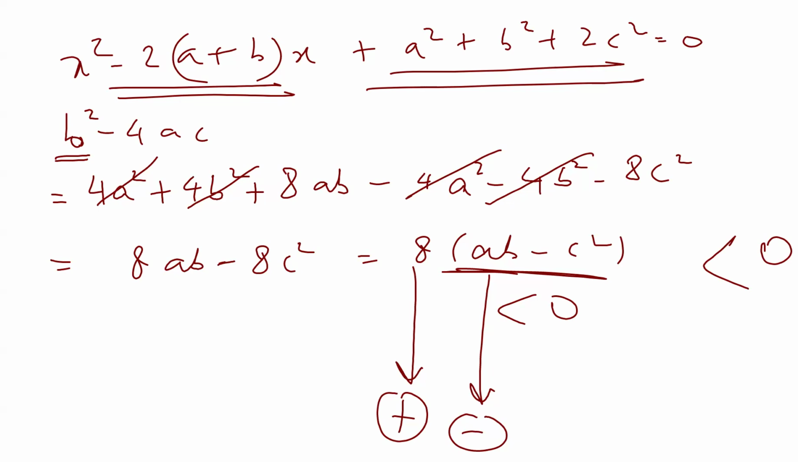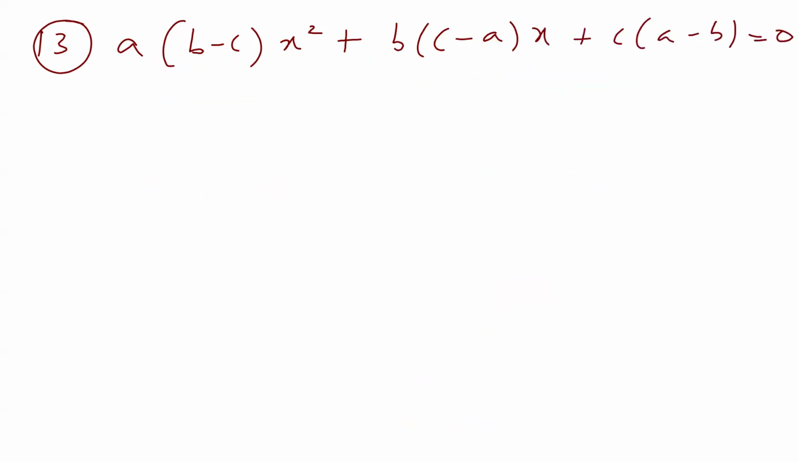Question number 13. a into b minus c, x square plus b into c minus a, x plus c into a minus b equal to 0. Okay. So the roots are equal over here. It's given. So delta equal to 0. So b square minus 4ac equal to 0.